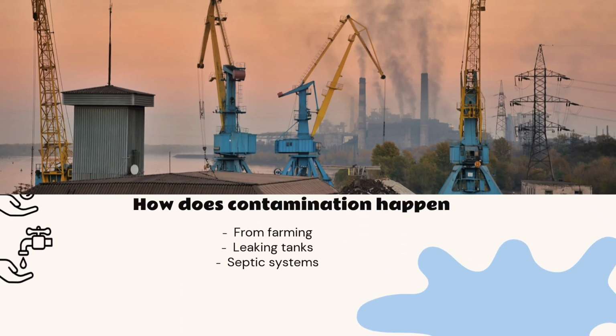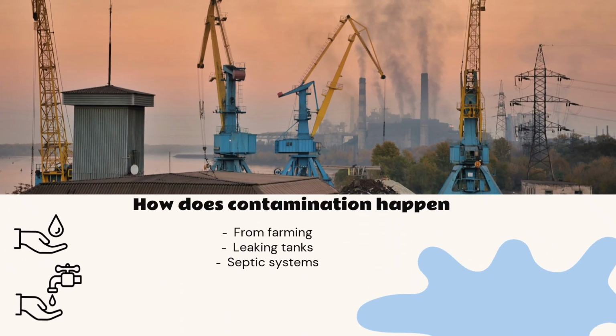How does contamination happen? Pollutants from the surface can seep into aquifers. Fertilizers and pesticides from farms, leaking fuel tanks, and failing septic systems can all release harmful chemicals. Once contaminants reach the water table, they can spread through the groundwater for miles.